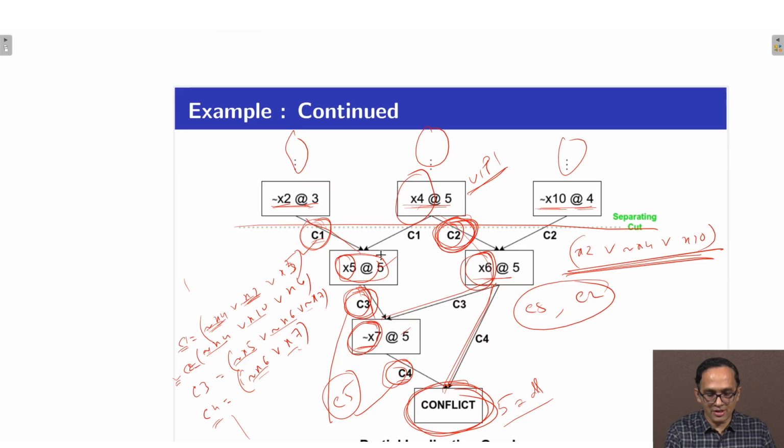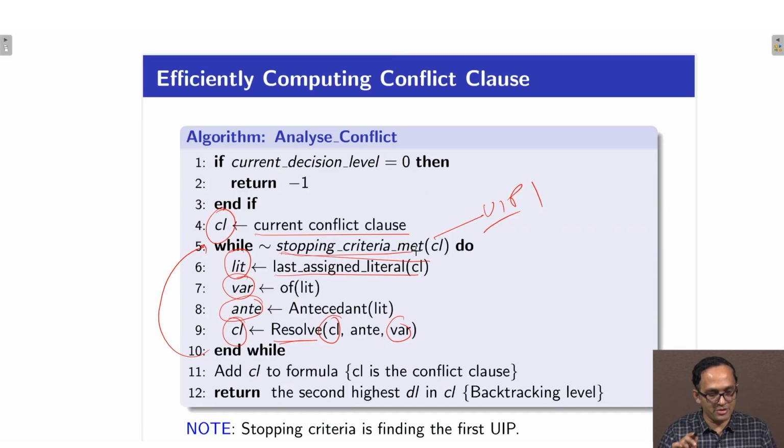Again I identify the last assigned one, this one, and the antecedent is C1. Then I do C1 and C6, I get C7, which is my final clause, which has this x4. So I will stop there. My stopping criterion is met. This is the analyze conflict algorithm. It does not compute the separating cut; it identifies the UIPs, and in iteration it does this, then constructs the asserting clause, and adds this clause to the formula. Then I look at the second highest decision level in this clause, and there I stop.